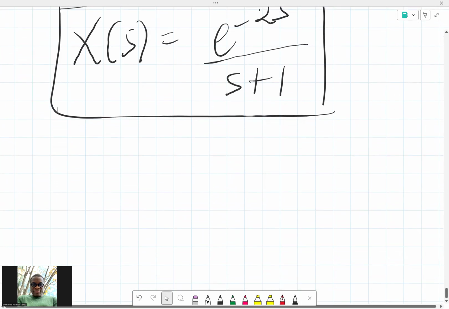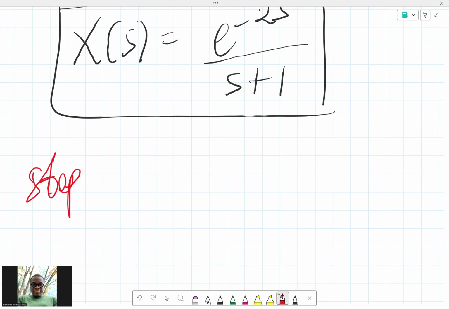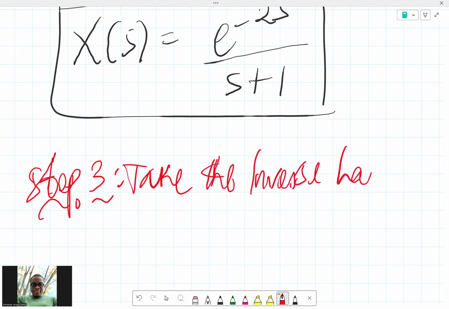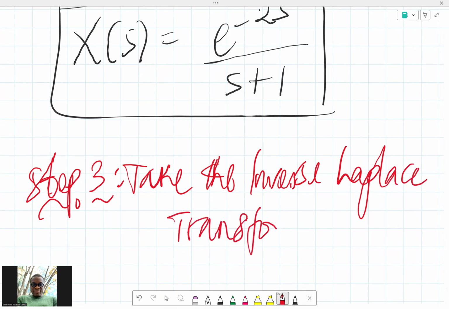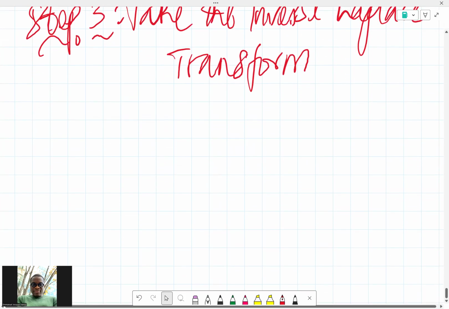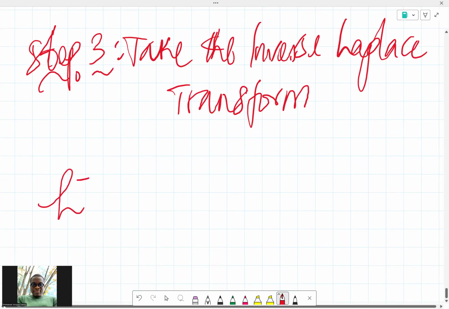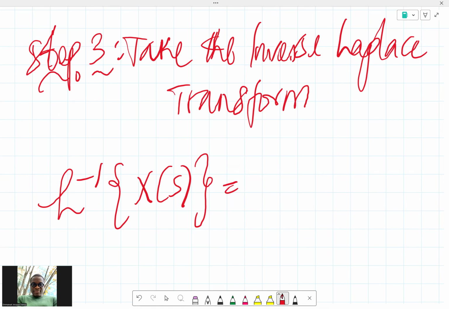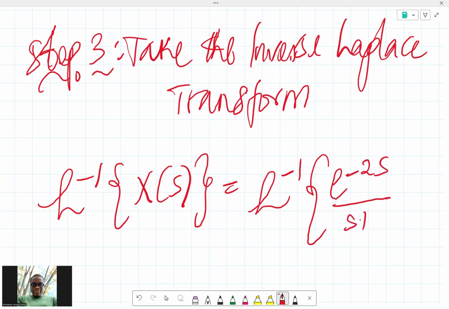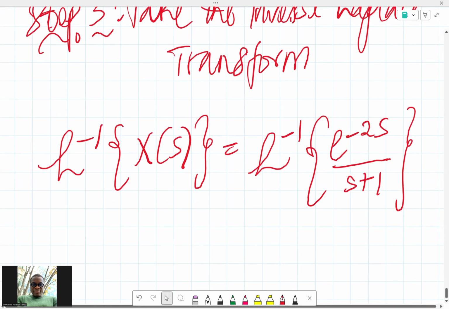So the next thing is to take the inverse Laplace transform, since we are solving that equation. We have taken it into the Laplace domain, the complex s domain, so we can go to step 3, where we get it back in the time domain by taking the inverse. So step 3, take the inverse Laplace transform of x of s. We have the inverse Laplace of x of s, and that is equal to the inverse Laplace of e raised to the power minus 2s all over s plus 1. Okay, and with what we actually have here, right?